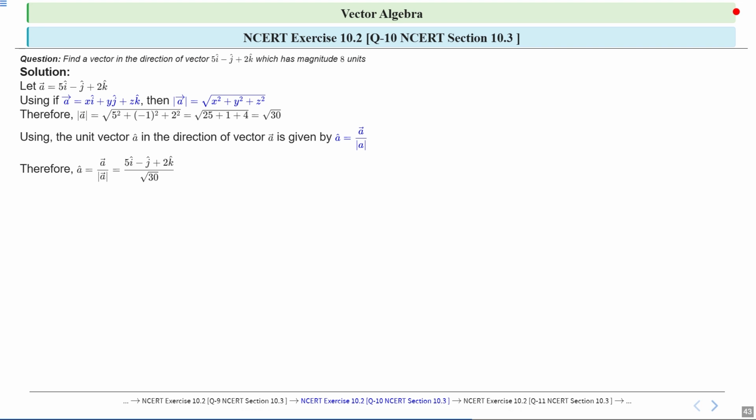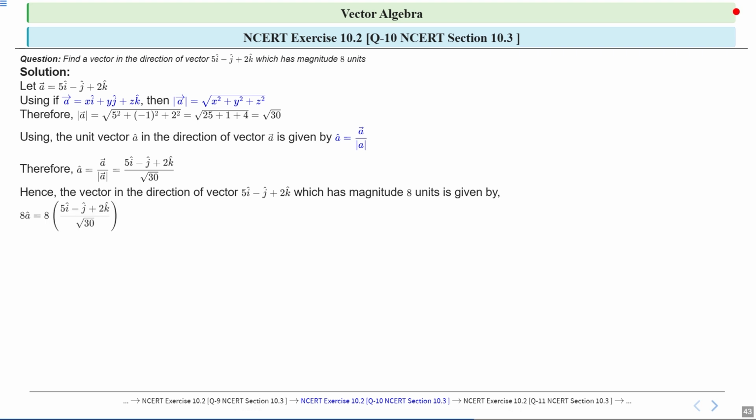Therefore, a cap will be a vector upon magnitude of a vector, which is equal to 5 i cap minus j cap plus 2 k cap upon root 30. Hence, the vector in the direction of vector 5 i cap minus j cap plus 2 k cap, which has magnitude 8 units, is given by 8 a cap, which is equal to 8 times 5 i cap minus j cap plus 2 k cap upon root 30.